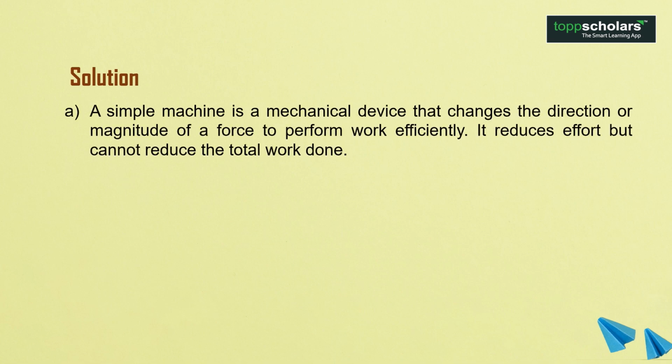A simple machine is a mechanical device that changes the direction or magnitude of a force to perform work efficiently. It reduces effort but cannot reduce the total work done.